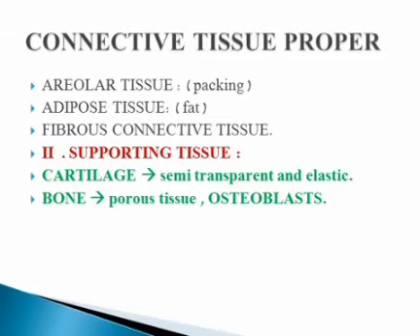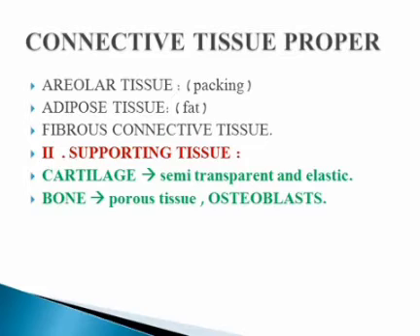Next, we are going to see about connective tissue proper. Connective tissue proper serves for packing and binding the organs. As I said before, this is for packing and binding the organs. This connective tissue has three subcategories. One is areolar, a packing tissue. Adipose, a fat-containing tissue. And fibrous connective tissue. These are the three subcategories of connective tissue proper.